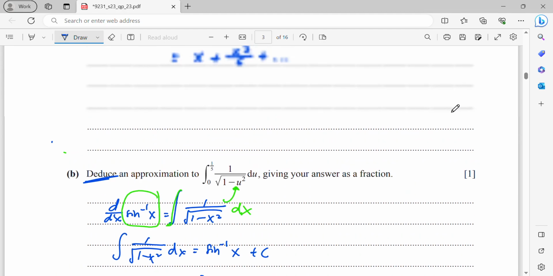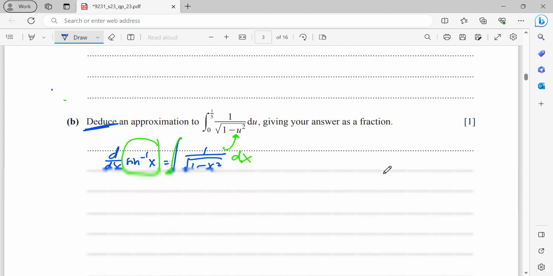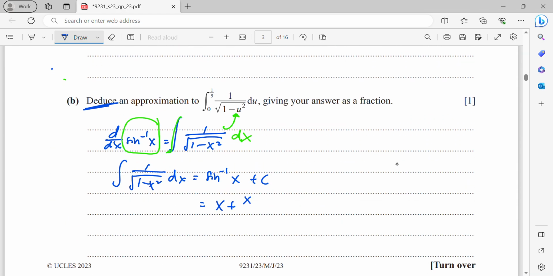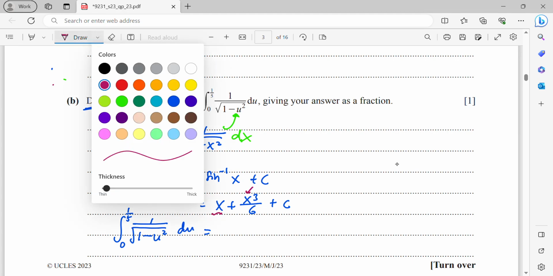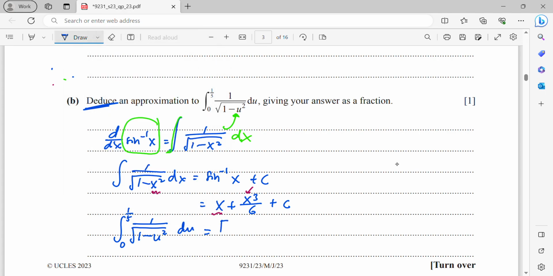The inverse sine x, I have found it here in the Maclaurin series. So I will replace it by x plus x cubed over 6 plus c. This is the integration in terms of x, but now we need to solve in terms of u. Integrate 1 over square root of 1 minus u squared du, limits 0 to 1 over 5. So you just change the x to u, then ignore the plus c because now we have limits. Then I will write u plus u cubed over 6 with limits 0 to 1 over 5.